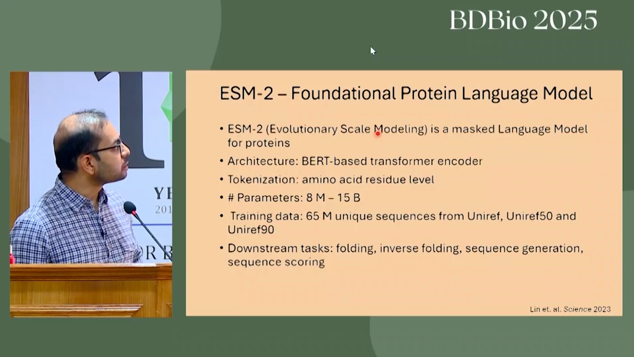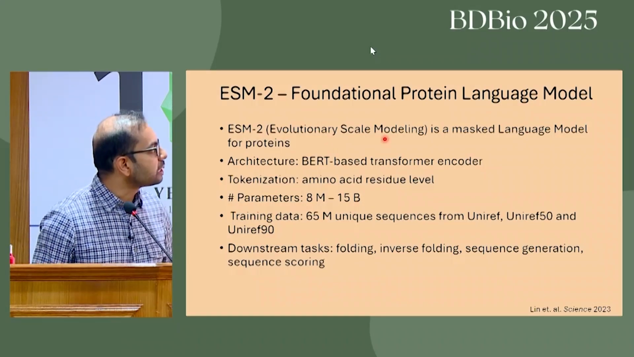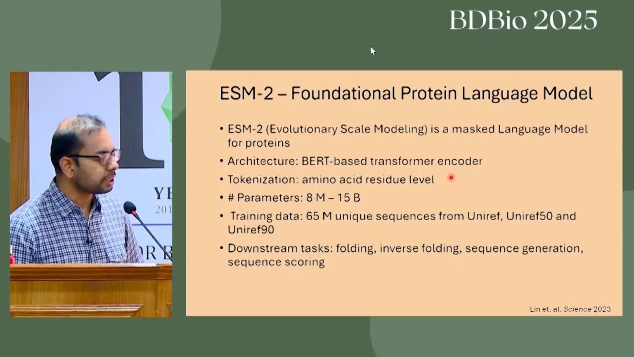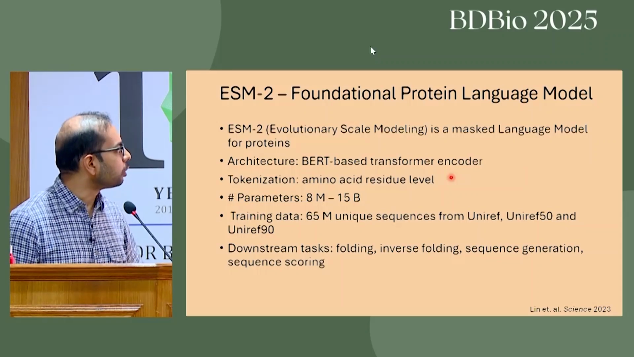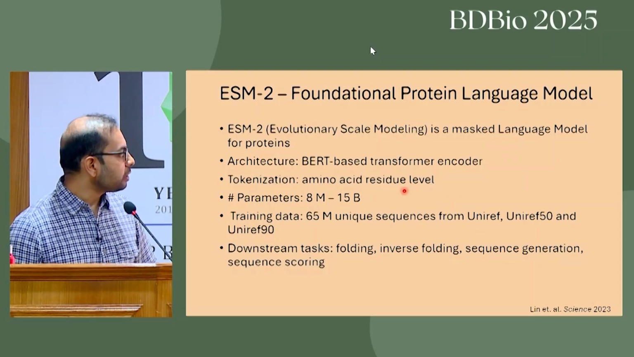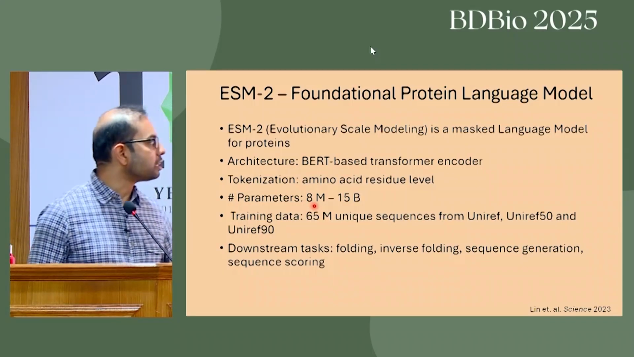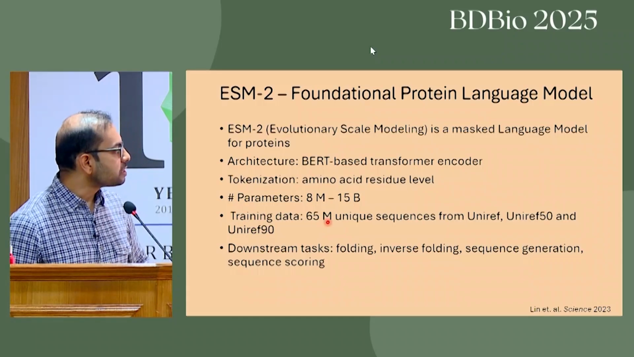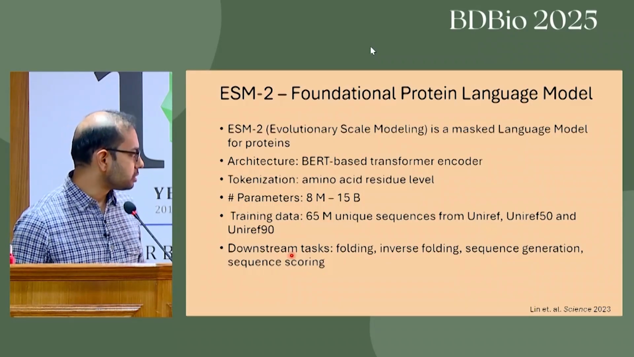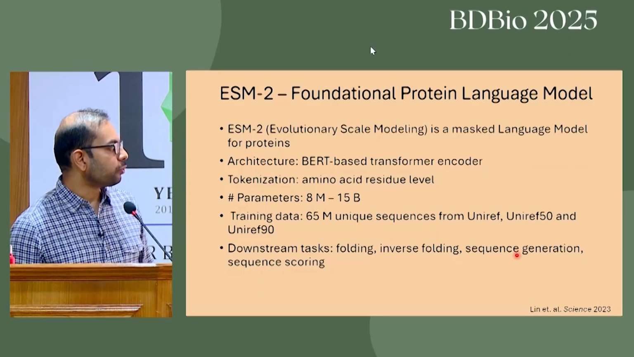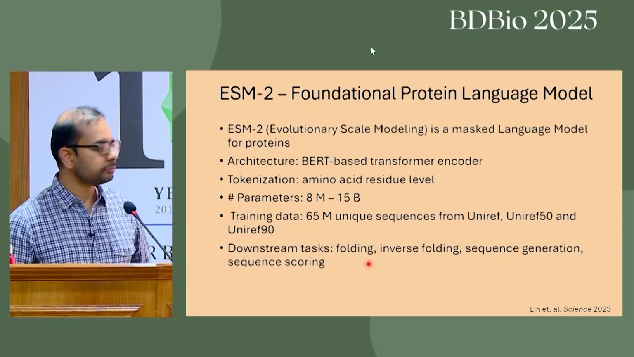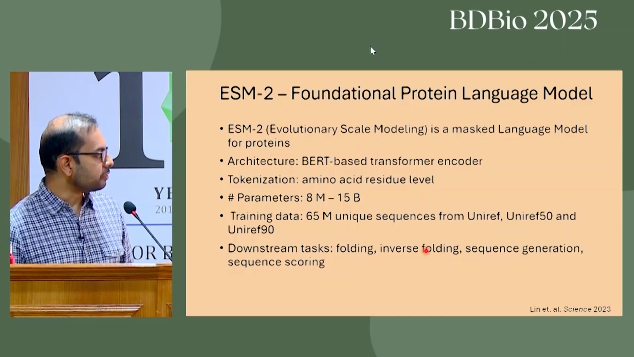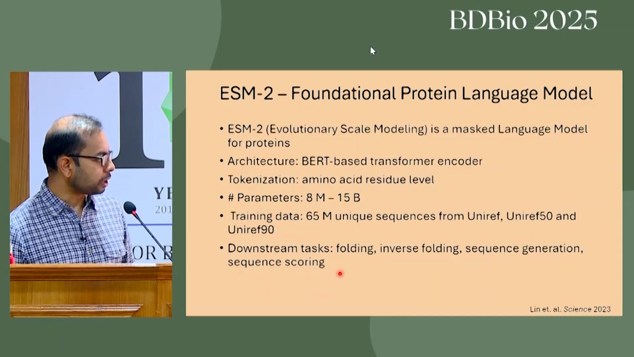So for that, there is this model called ESM2. It stands for Evolutionary Scale Modeling. It's a masked language model for proteins. It uses a BERT-like architecture, like we had for DNABERT and DNABERT2 and all of those. Its tokenization is amino acid level. It has models with number of parameters all the way from 8 million to 15 billion. It's trained on 65 million unique sequences from these data sets, and it's trained for the following downstream tasks. So it also has a folding solution, which I'll talk about in the next slide, and it covers various other tasks like inverse folding or sequence generation or sequence scoring.